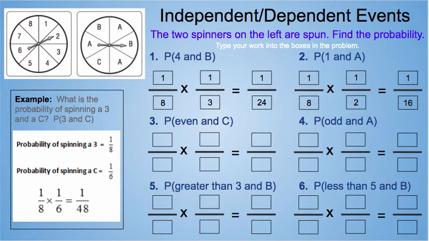So the next four are for you to do. But again, focus on each piece separately. It's its own fraction. How many ways can I get an even number on my spinner out of the total number of possibilities? How many ways can I get a C out of the total number of possibilities? And then multiply them together. Key is, don't forget to simplify your fractions.